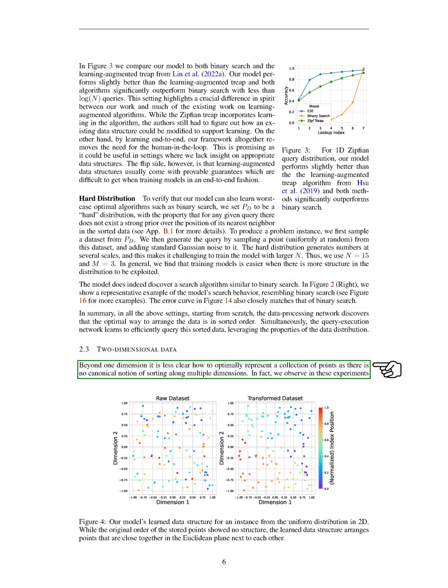When we move to two-dimensional data, we find it less straightforward to represent points optimally since there is no clear way to sort in multiple dimensions. Our experiments show that different data and query distributions lead to different data structures, reinforcing the importance of learning both the structure and the querying method together.